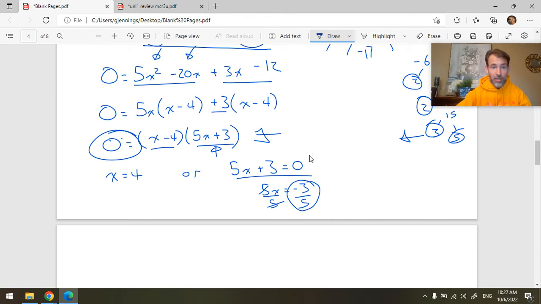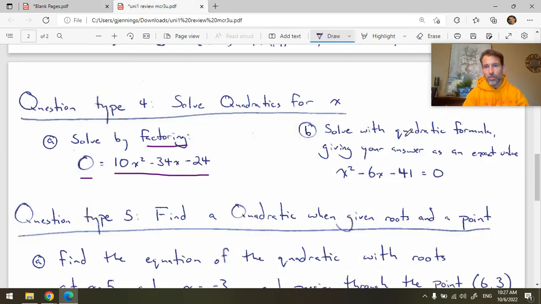Okay, so we have x is equal to 4, or x is equal to negative 3/5. Done. Final answers. Okay, now the next one, it won't factor. So I told you, use quadratic formula. All right, let's try it.